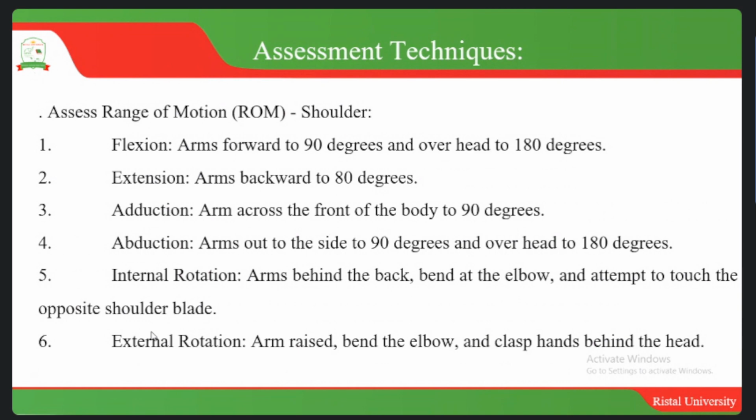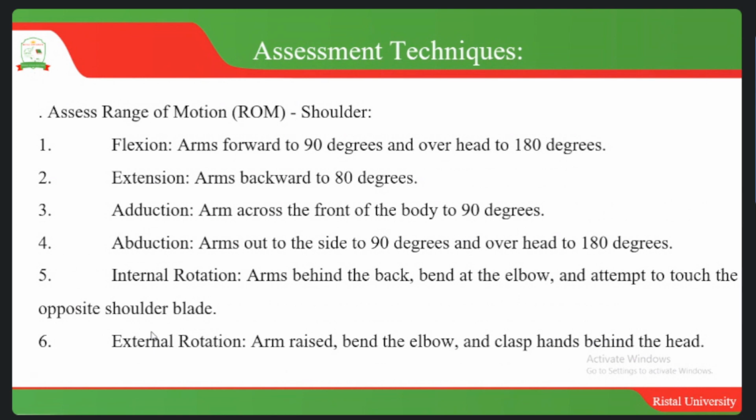Then extension, the arms can be backward to about 80 degrees. Tell him to try to put his hands behind if he's able. If he's not able, then he may express some pain, and that can be around the shoulder region. Then adduction, arm across the front of the body to 90 degrees. So you tell them to do this. As they do that, you observe the shoulder, and that can give you a sign of shoulder joint pain in case there is anything that has happened and it has affected the joint around the shoulder region.